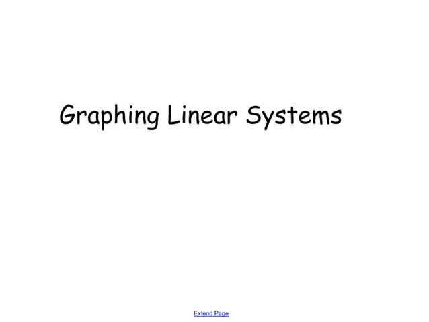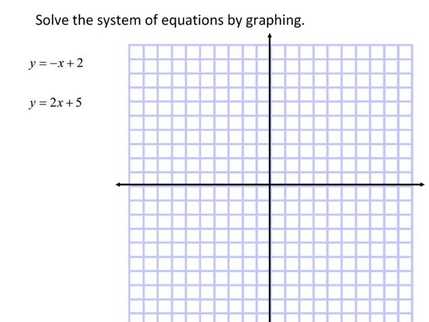This lesson is on graphing linear systems. Graphing is one of the ways we can solve a system of equations. We're looking for the ordered pair that works for both of these equations. And since each line represents all of the points that work in each equation, then the point that is on both of those lines is the solution to the system.